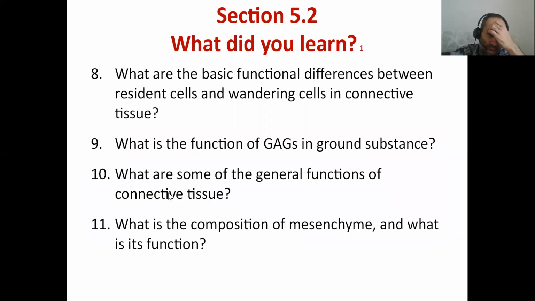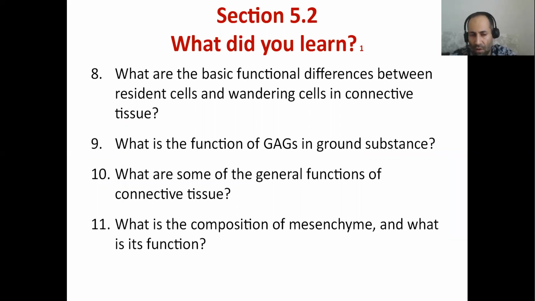So what are the basic functional differences between resident cells and wandering cells? Wandering cells wander. They're the patrol units of the body. Resident cells are attached, fixed to one place. What is the function of glycosaminoglycans and ground substance? To give viscosity and friction proofing to the joints.